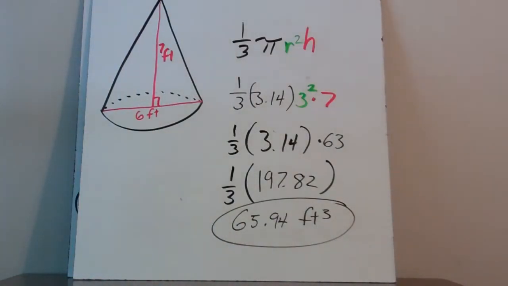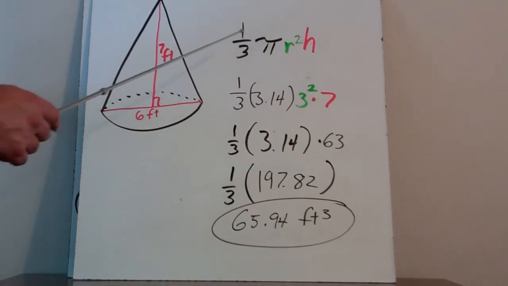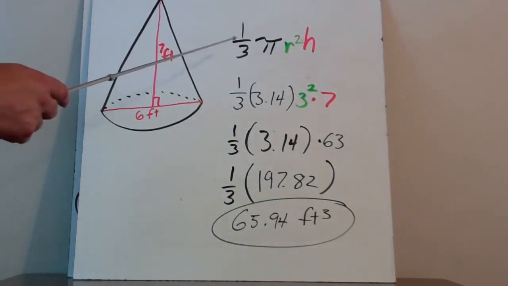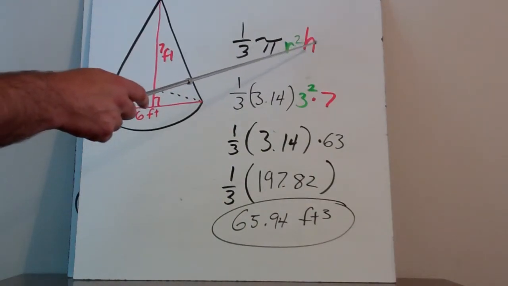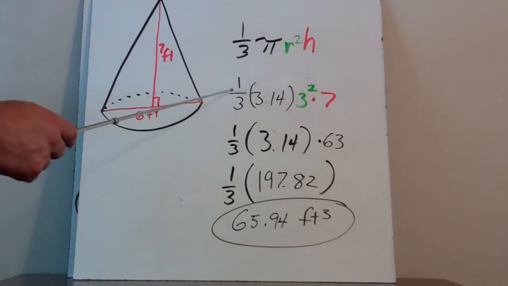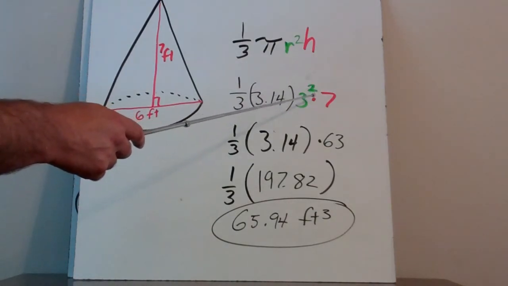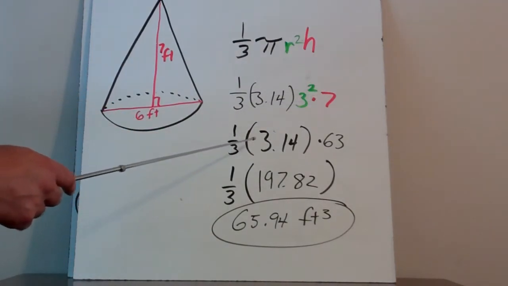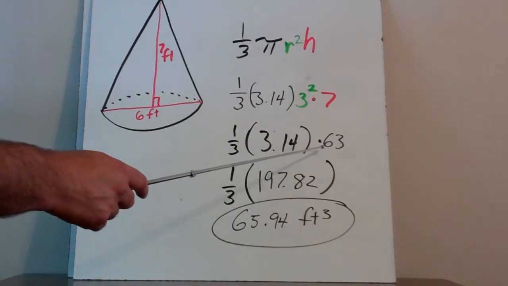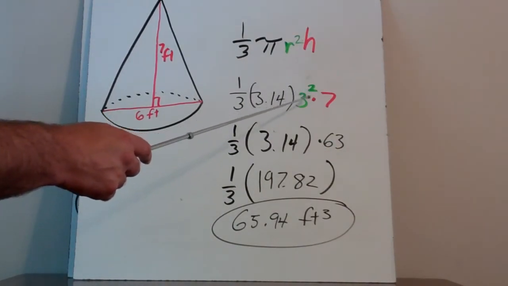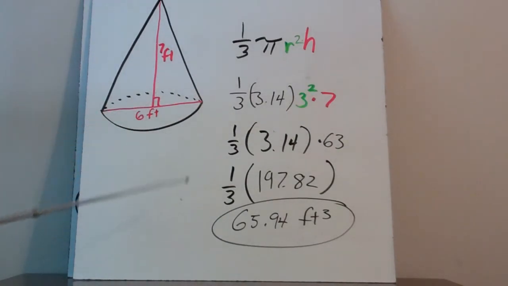For an example, if I have a height of 7 feet and a diameter in this case of 6 feet, I only need the radius. So if the diameter is 6, then the radius is going to be 3. So 1/3 times pi r squared times the height: 1/3 times 3.14 times 3 squared times 7. 1/3 times 3.14 times 63, and remember that 3 squared is 9, and then 9 times 7 gives me 63.